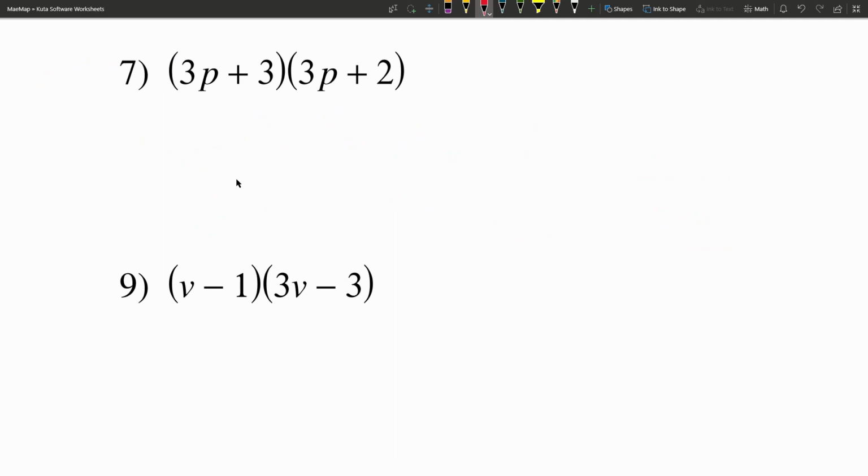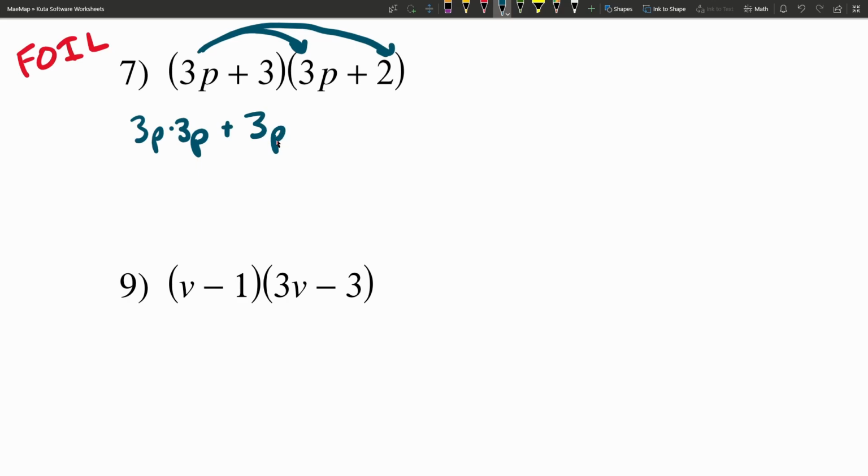Moving on to number 7. First, outside, inside, last. We're going to get 3p times 3p. Add that to 3p times 2. So far I've done my first and outside terms. Now I'm going to do my inside and last terms. So inside, 3 times 3p. And then last, 3 times 2.